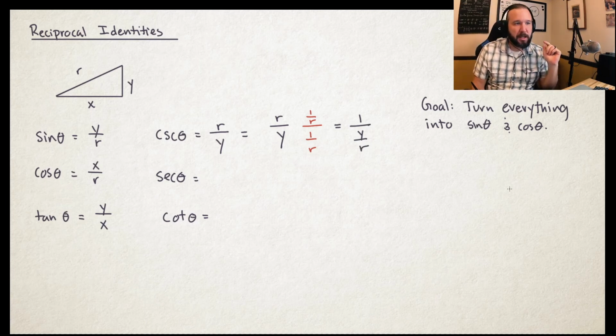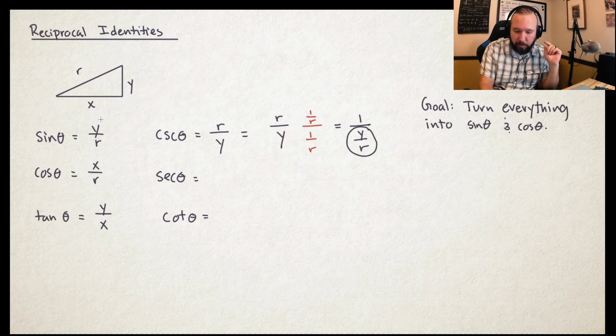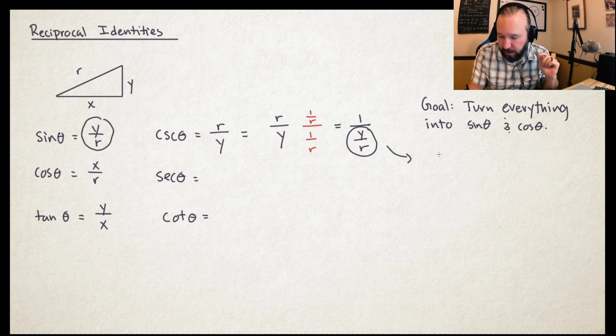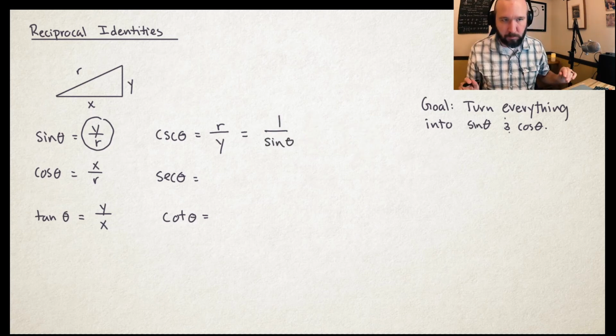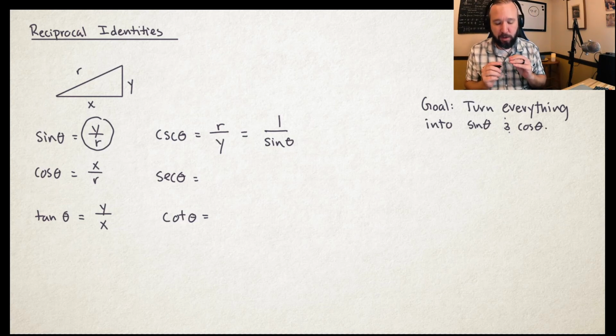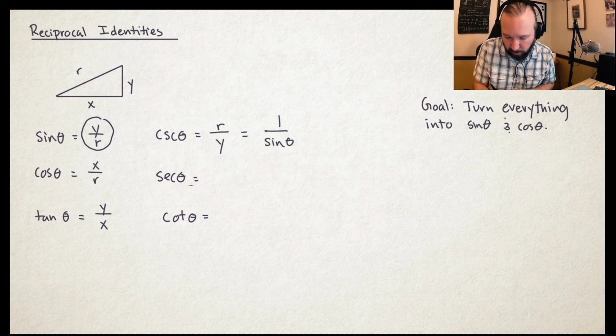So you can see that here I end up with a y over r, and remember the definition of sine is y over r. So that means this thing, 1 over y over r, can become 1 over sine. Okay, I'm not going to break it down, but I encourage you to do that same trick. Multiply the top and the bottom by 1 over r, and you should be able to see that secant is the same thing. So secant is r over x, and that's the same thing as 1 over cosine.